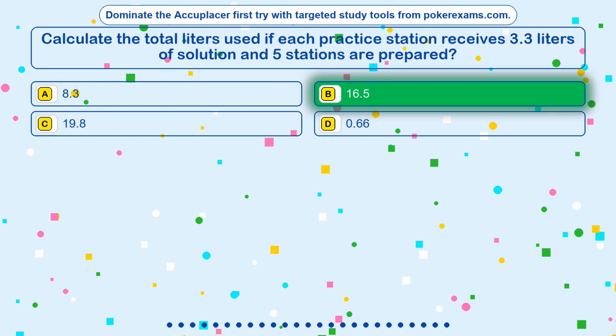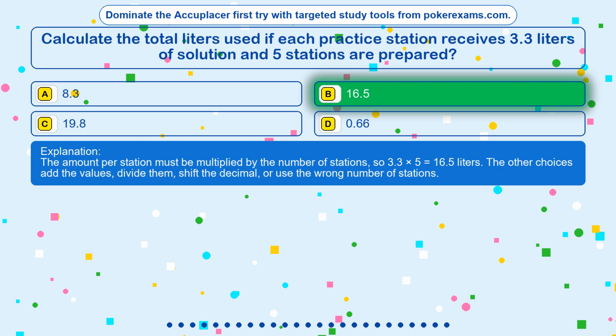The correct answer is option B, 16.5. The amount per station must be multiplied by the number of stations, so 3.3 times 5 equals 16.5 liters. The other choices add the values, divide them, shift the decimal, or use the wrong number of stations.